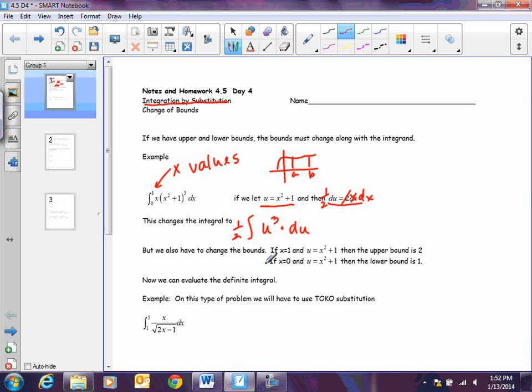So to change the bounds, we're just going to use our u substitution. So if u is x squared plus 1, the upper bound, x equals 1, well, we just plug it in. 1 squared plus 1 is going to be 2. That's going to be our upper bound. Okay? Our lower bound, which was x equals 0, we plug it in. 0 squared plus 1, lower bound is 1. And so that's really all that's new for today, is knowing to change these bounds. There's not a lot of new stuff. I mean, kind of, that's the new part, and then we're going to be reviewing a little bit already.